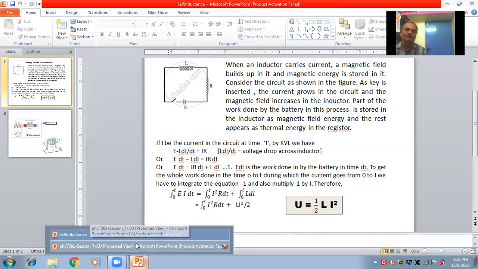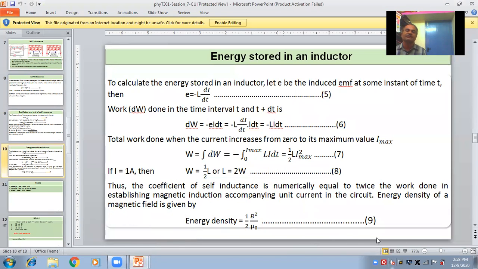So we'll move back to the same thing. Same thing is derived here also. And suppose if I becomes equal to 1 ampere, then W becomes equal to 1 by 2 L, or L is equal to 2 W. So using this condition, we can also define this coefficient of self-inductance as numerically equal to twice the work done in establishing magnetic induction accompanying unit current in this circuit.